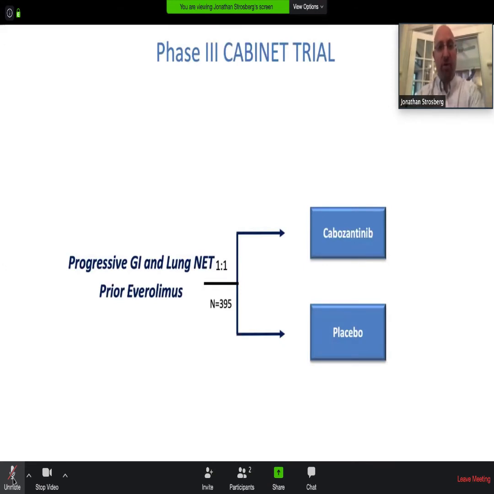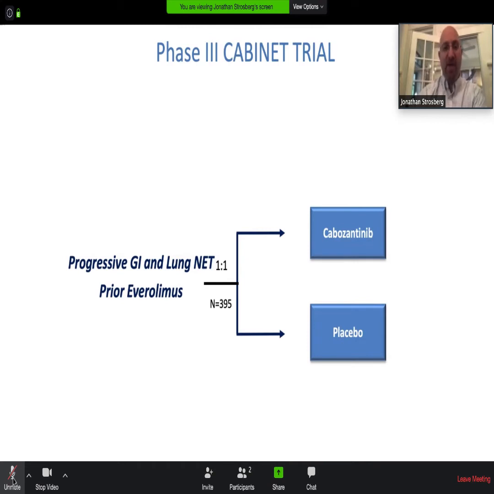It's a so-called cooperative group trial. It's taking place across the United States, including at Moffitt and probably other centers in Florida. The eligibility criteria right now are for gastrointestinal and lung neuroendocrine tumors, not pancreatic neuroendocrine tumors, who have received prior everolimus, Afinitor. But the study is being amended now to remove that criteria so that patients who have not yet received Afinitor will be able to enroll.